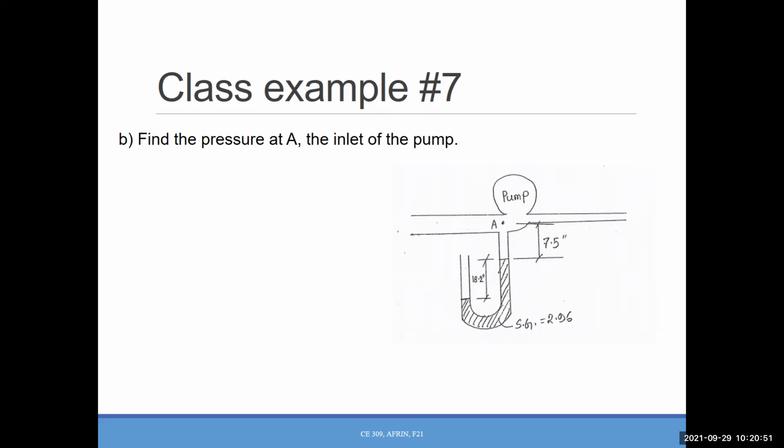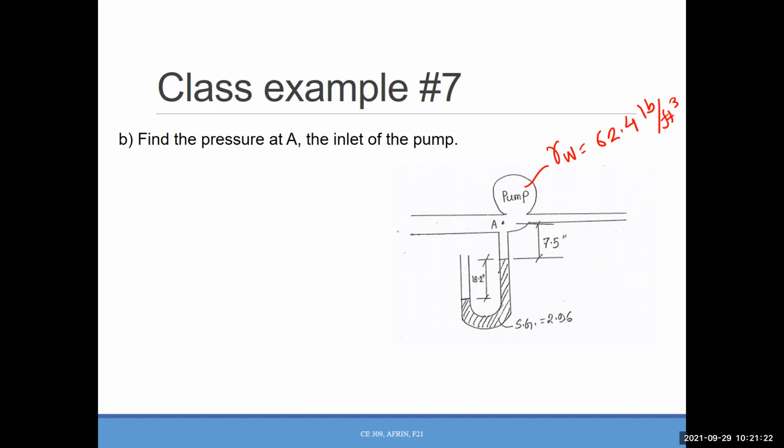What we will do now, I think we completed part A, right? Now we will start working on part B. There is just one thing I want to add here, which is that I didn't say what the fluid type is here. The fluid is water, and this one is 62.4.